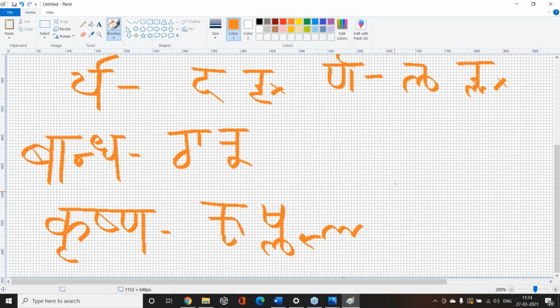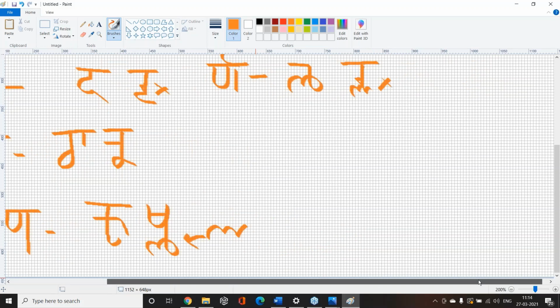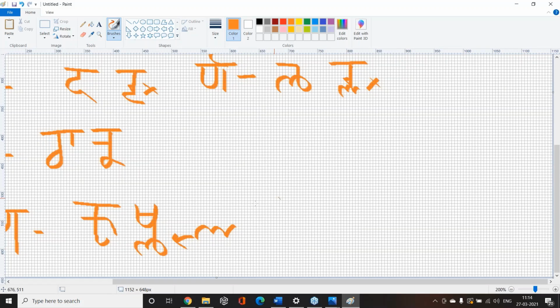Now when there is a word like Vishnu, where the matra comes under na. So let me write it in Devanagari first.